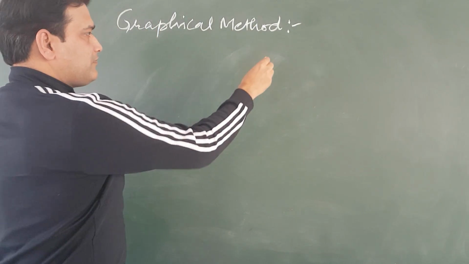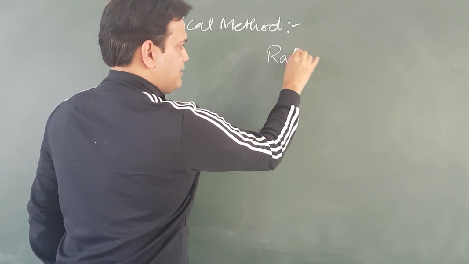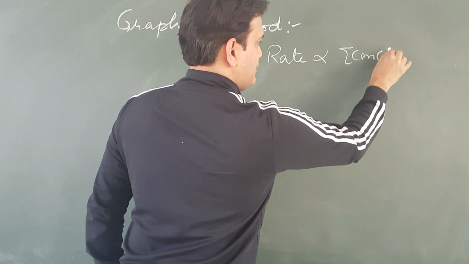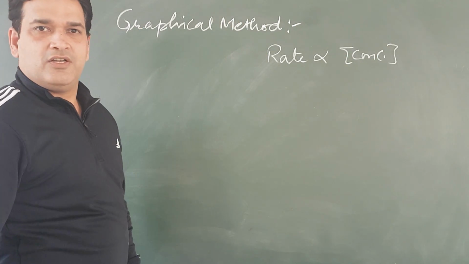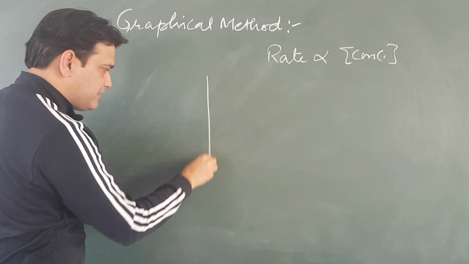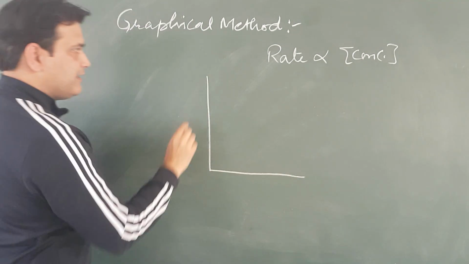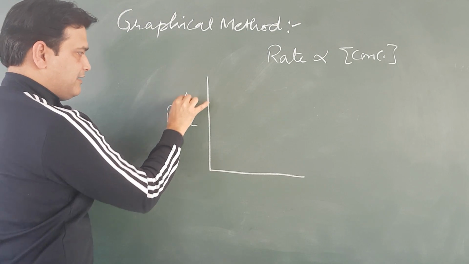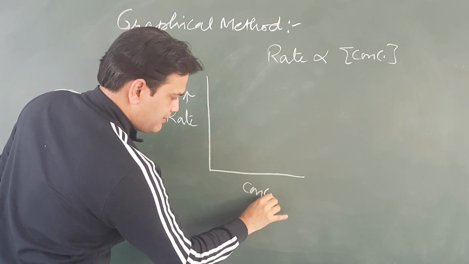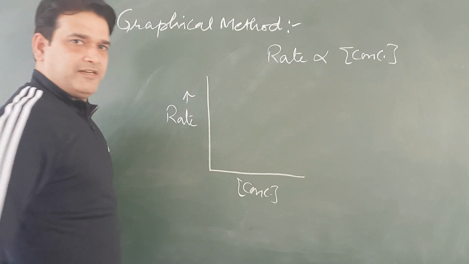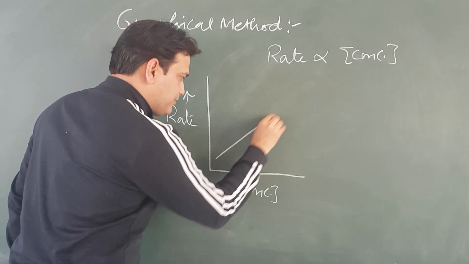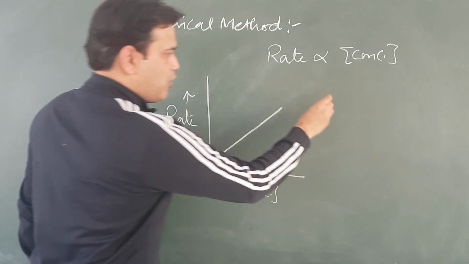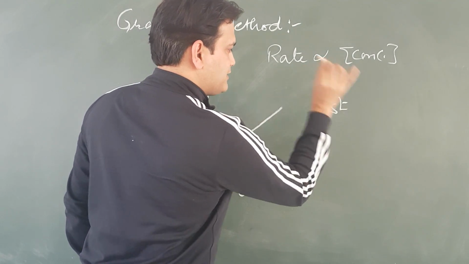As we know, rate is directly proportional to concentration. So we will plot a graph between rate and concentration. If a straight line is obtained between rate and concentration, then the order will be first.